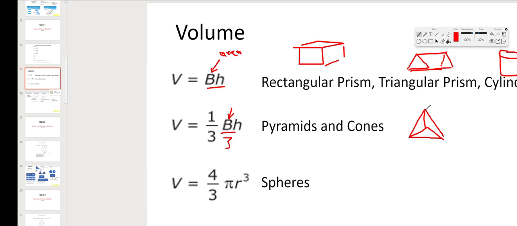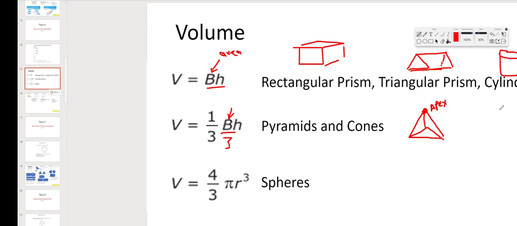Notice the pyramid has an apex at the top. How do you know the difference between a triangular prism and a pyramid? A pyramid has only one point, which is called the apex, at the very top. There's only one point that joins all the edges of that shape. So that's how you know if it's a pyramid.